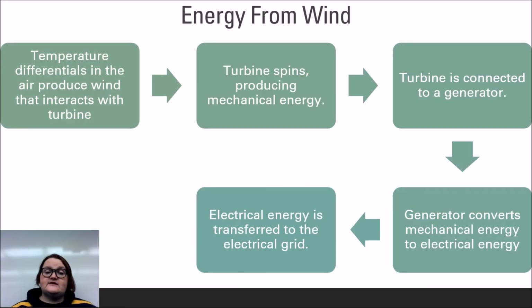Here you see the steps of producing electricity from large-scale wind. If you look closely, it's very similar to what we've talked about before, and it's what we've just seen in the previous slide. Temperature differentials in the air produce wind that interact with the turbine. The turbine spins, producing mechanical energy. The turbine is connected to a generator, which converts mechanical energy to electrical energy. The electrical energy is then transferred to the electrical grid.